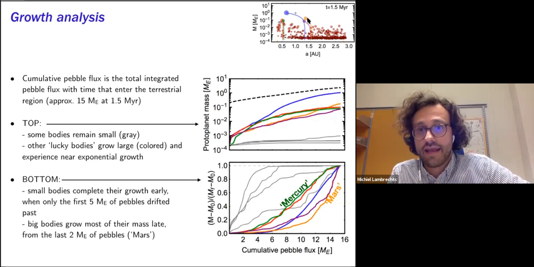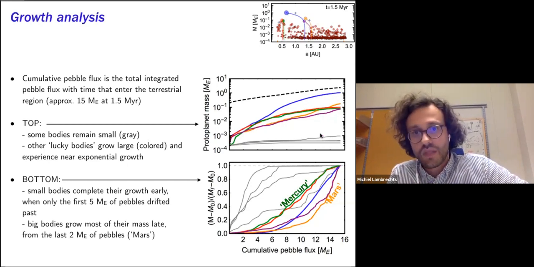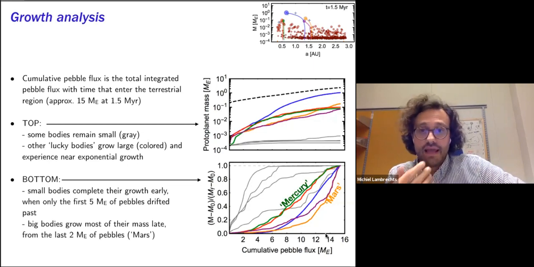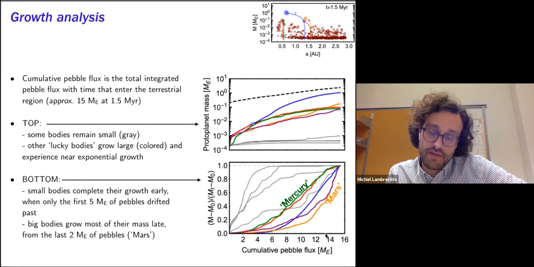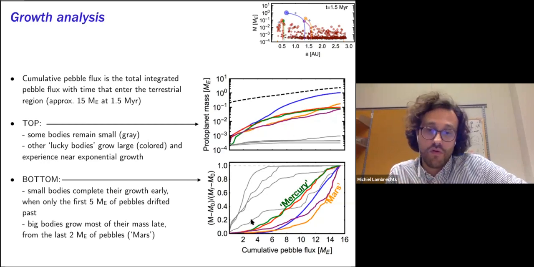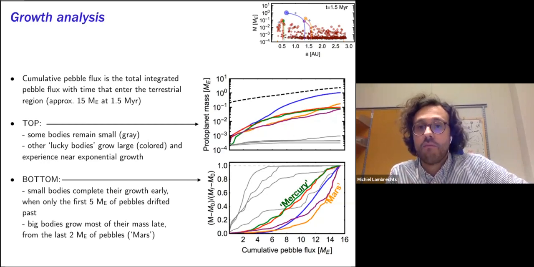We can also look at, say, this Mars mass embryo, which only grows large relatively late. You can see that most of it does basically from the last 2 Earth masses of pebbles that enter the terrestrial planet formation region. While Mercury, this body that grows early, actually has a little bit of a different growth. It grows early, it grows fast, but then it gets competitive accretion from the outer embryo. So fewer pebbles actually make it all the way here. So filtering is actually pretty efficient, which stalls the growth of this inner Mercury body. So that's why these bodies don't grow large anymore.